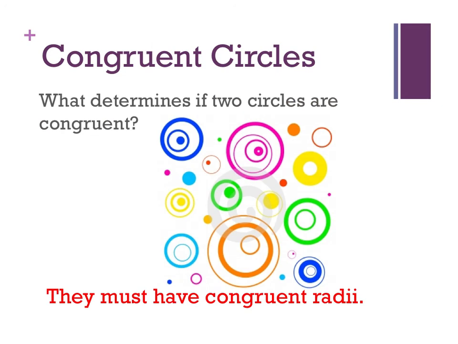Next part of these notes is about congruent circles. Congruent meaning if I took one circle and placed it on top of the other, what's going to make them be exactly the same size? And how that would happen is they must have congruent radii. Radii is the plural of radius. It's not radiuses, it's radii. So as long as two circles have the exact same radius, that's all it takes for them to be congruent.